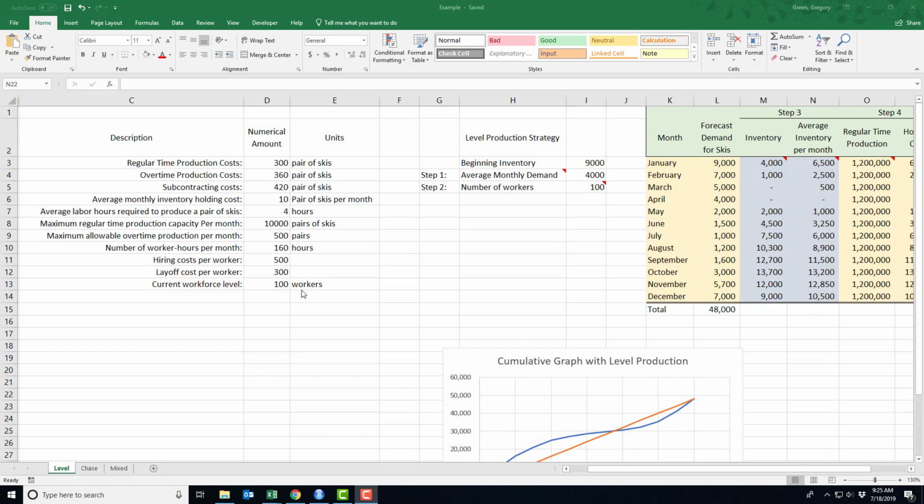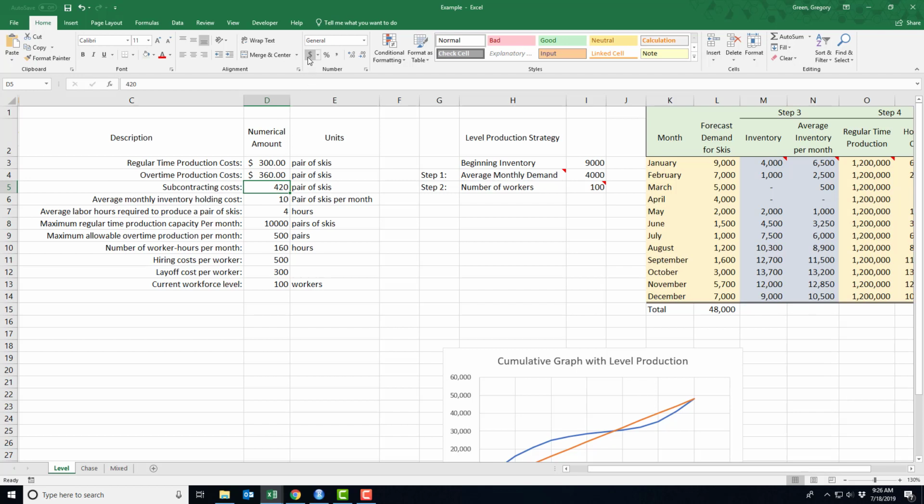Now, some of the information we're going to need to construct this level strategy plan, we're going to need this regular time production cost. So this is a dollar amount, and what it represents is the cost for a person to make a pair of skis. So $300 per worker per pair of skis. Also, this overtime production, well, overtime, if we have to use it, the price per pair of skis rises. So how do we get this information? Well, by knowing your production process.